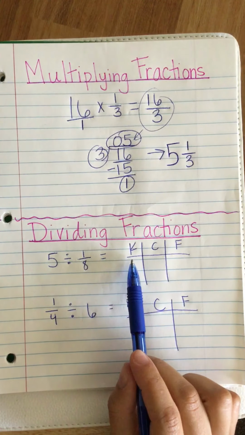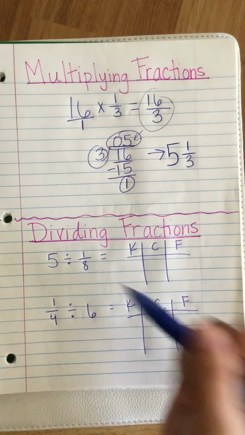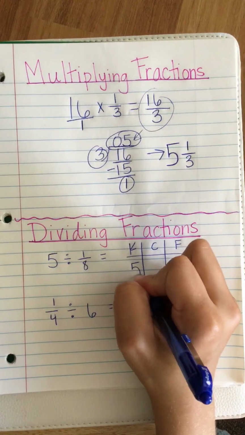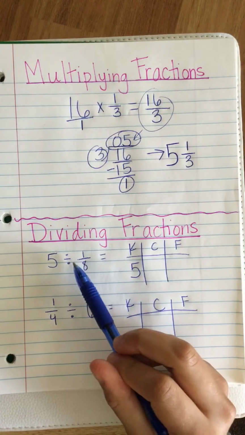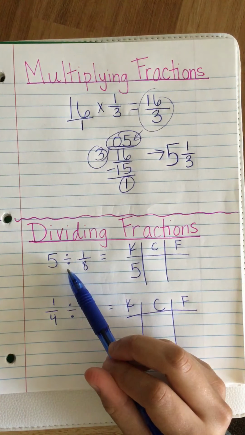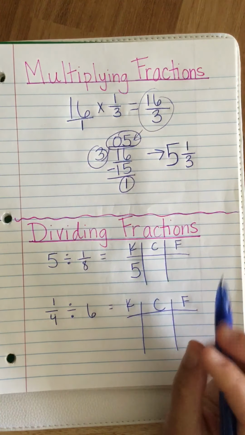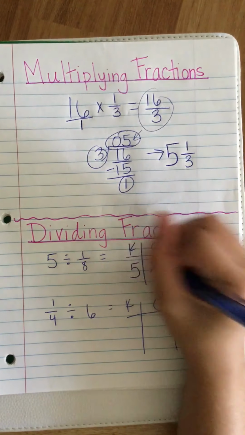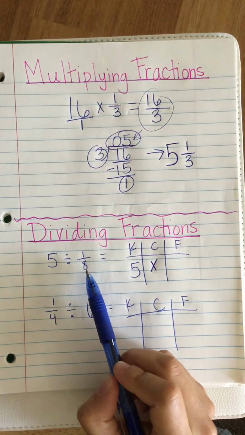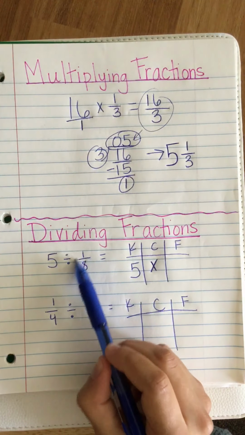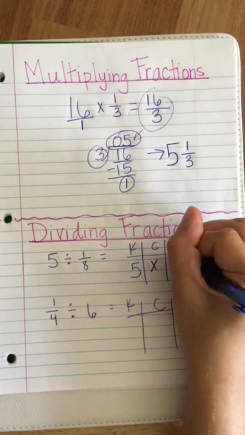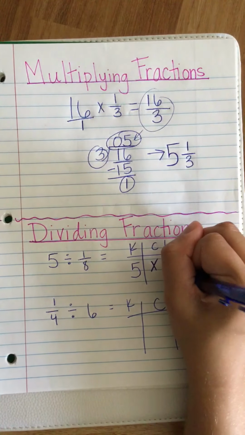You always keep the number that is first. So we're going to keep 5. Our operation changes from division to multiplication. And then F for flip, we just flip our second number. So 1/8 becomes 8 over 1.